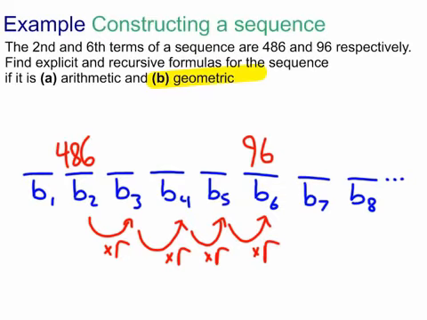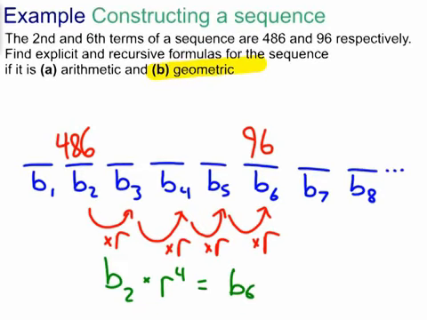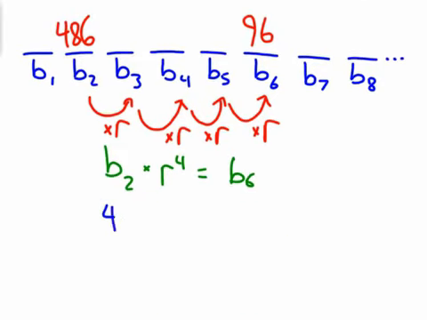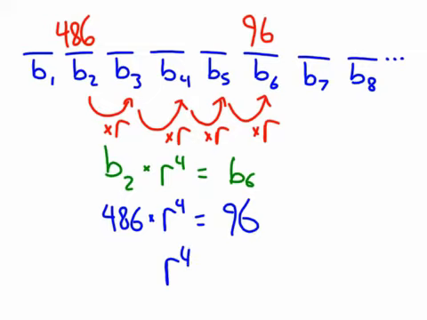So to get from B2 to B6, I'm multiplying by r 4 times. I'm not adding 4d anymore. I'm multiplying by r to the 4th power. I'm saying that b sub 2 times r to the 4th power gives me b sub 6. Or if I plug in the actual values, that gives me 486 times r to the 4th equals 96. And as I said before, this should feel kind of familiar, connected to things you've learned in the past.